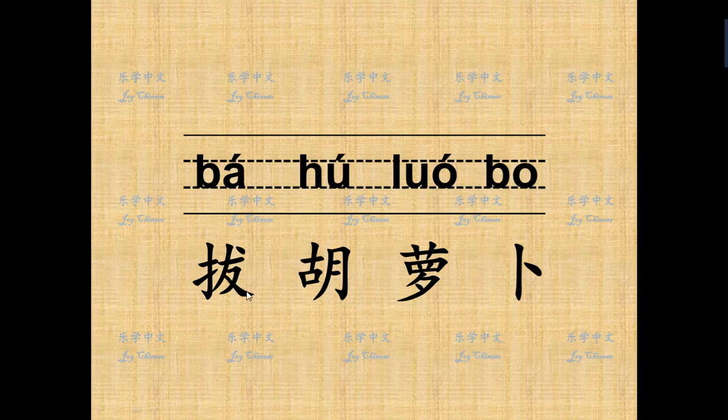So 拔 is something we learned in the last lesson, meaning pull out. And 胡萝卜 is a combination of 3 characters. It means carrot. Okay, this is all for this video.